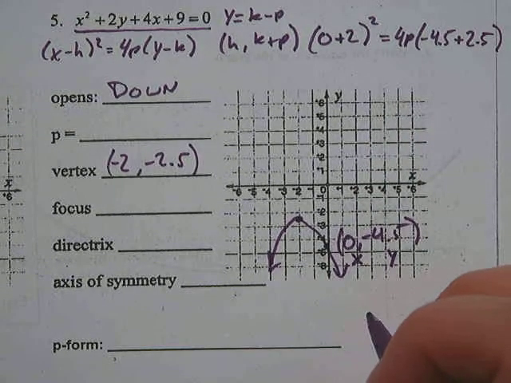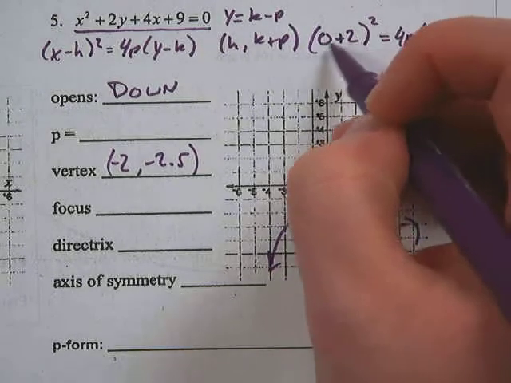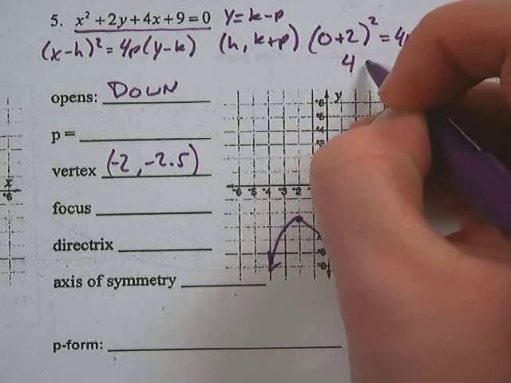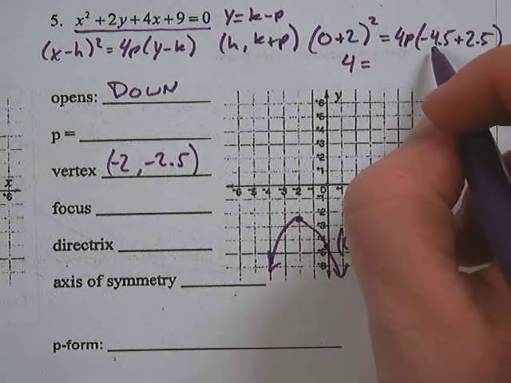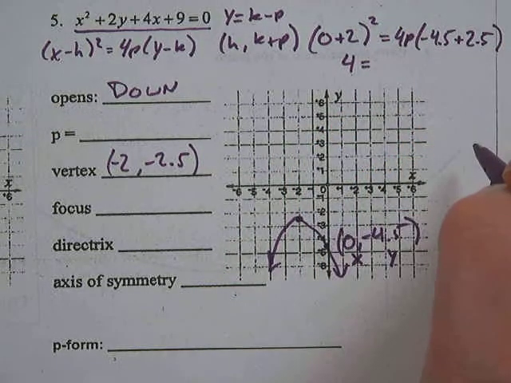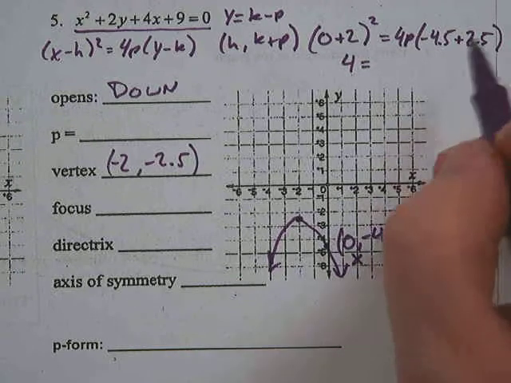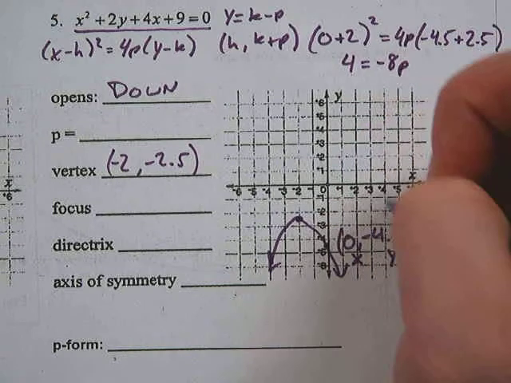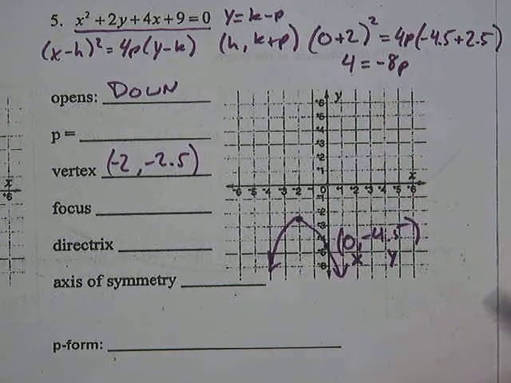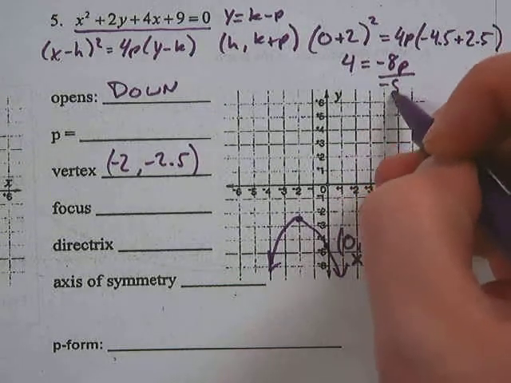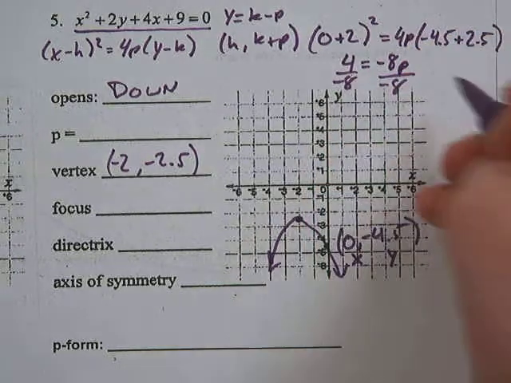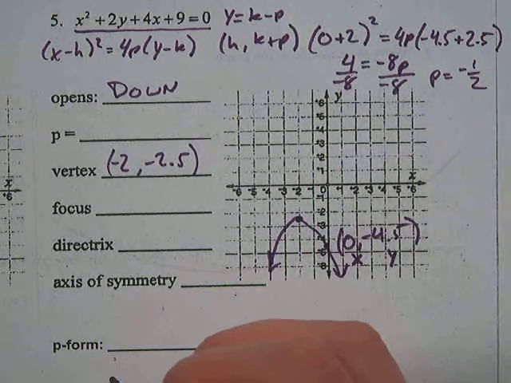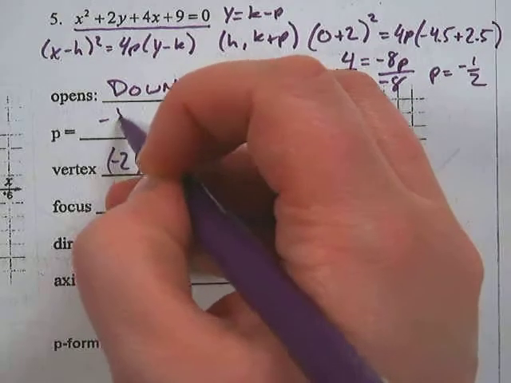Okay, so from here we can simplify. This becomes 0 plus 2 is 2. Squared gives us 4. -4.5 plus 2.5 gives us -2. So -2 times 4 gives us -8p. And then to solve for p, we just divide by -8. So p is going to be -1/2, which was also one of the things that was asked for.